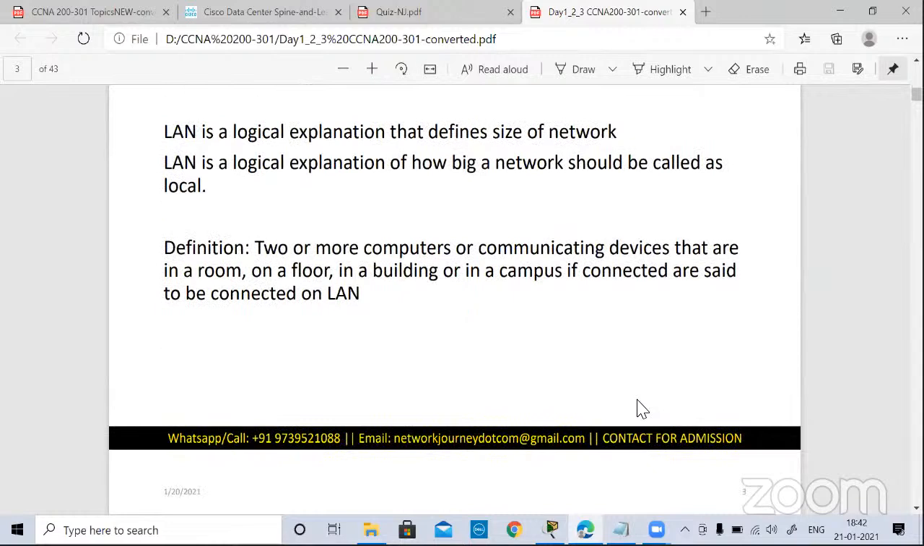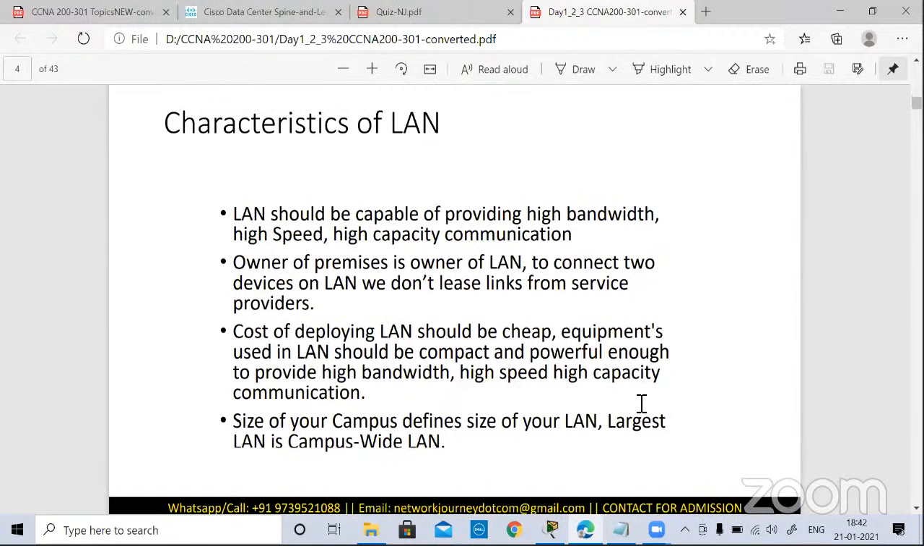Some of the features we will talk about for LAN: who is the owner of the LAN, what is the cost of deploying the LAN, what are the equipment or components required for the LAN. So these are the characteristics of the LAN. We are supposed to get a very high bandwidth, high speed, high capacity when we are deploying a LAN. And whoever is the owner of that premises, for example when you are setting up a LAN at home or in your organization, in your company, wherever, the owner of the premises is the owner of the LAN. Since we are not purchasing it from some service provider, we are not going to any service provider to come and design a LAN for us, the owner of the premises itself is the owner of the LAN.